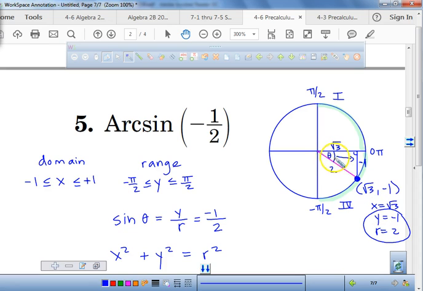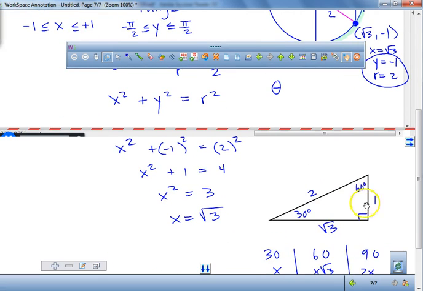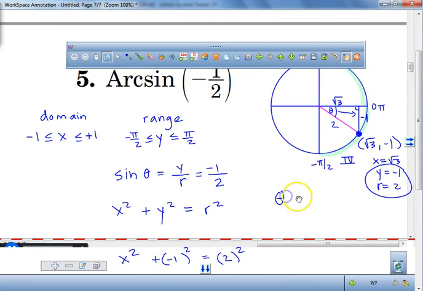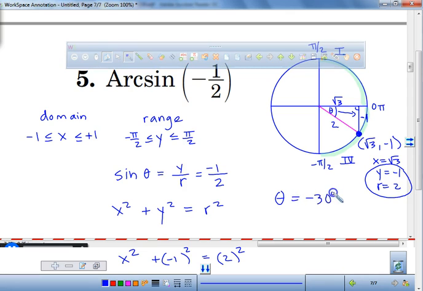So what does this angle right here have to be? What number is always across from 30? A 1. So what does this theta have to be? 30. Except I'm going to call it negative 30 because from here it goes down. And whenever you go clockwise down, that means your angle is going to be negative. Whenever you're going clockwise, it's negative. Counterclockwise is positive. If it was in quadrant 1, my answer would be positive 30.